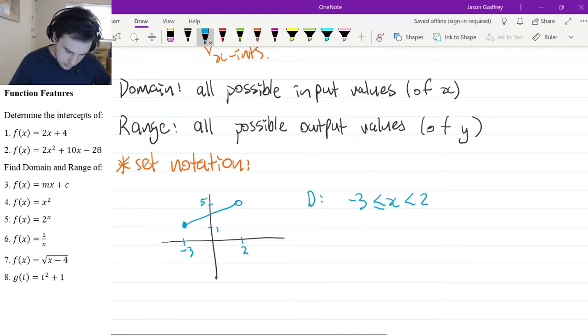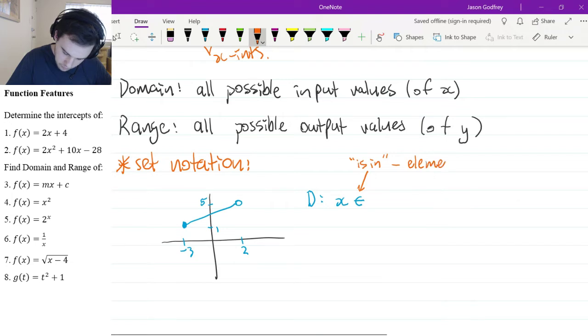However, how we're going to write this is with what's called set notation. So we're going to still do the exact same thing, but we've got some symbols that actually make it a bit shorter to write. We're going to say all the x values are in. This symbol is called the element symbol, and you read it as "x is in". X is an element of the set.